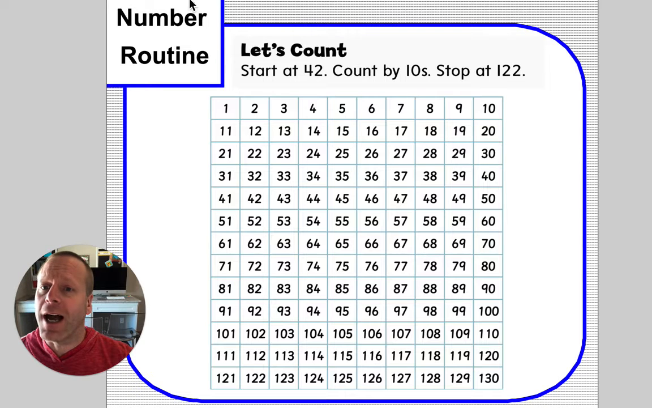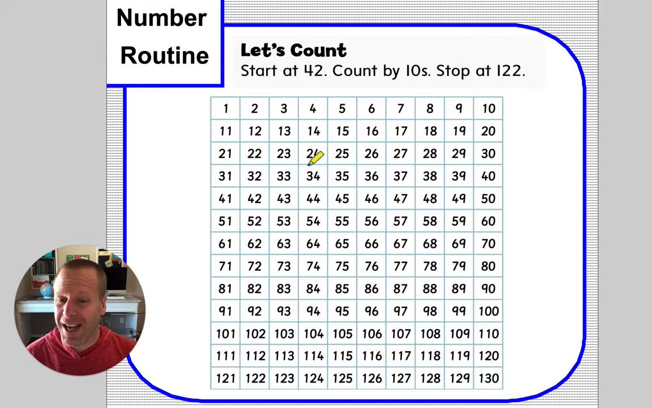I'm going to choose a highlighter when I do this so that I can still see the numbers as I mark them on my page. If I was to use a normal pen, it would be hard to see the 24 or the 56. So it says, hey, let's count. We're going to start at 42. So let's see, here's the 10s, the 20s, the 30s, the 40s, 41, 42. So this is where we're starting.